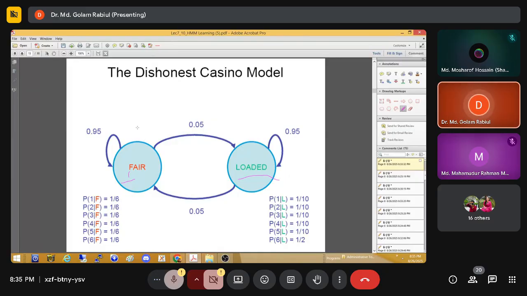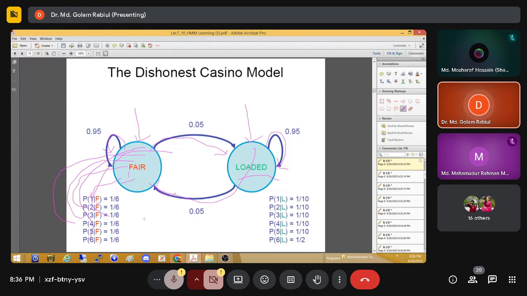Then we need to know the initial probability of the fair die and the initial probability of using the loaded die. Then we need the transition probabilities: fair to loaded, fair to fair, loaded to fair, and loaded to loaded. And also the emission probabilities: the probability of getting 1 from the fair die, 2, 3, 4, 5, and 6.